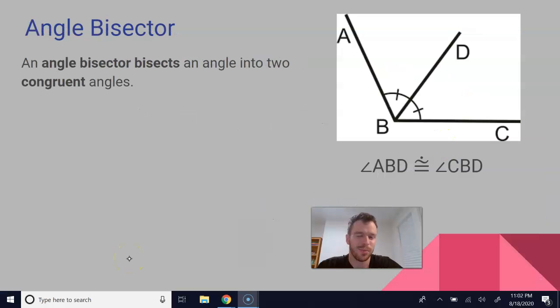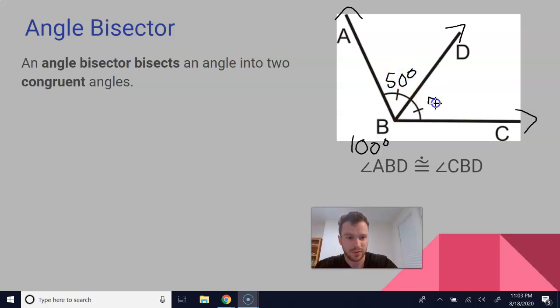Now let's discuss what an angle bisector is. An angle bisector bisects, remember that means cuts in half, an angle into two congruent, meaning equal, angles. So you see right here, I'm going to make that a ray. Usually you'll see that as a ray bisecting that angle, and I'll make those rays as well. But that ray BD bisects that angle. It cuts it into two congruent halves. So let's say that whole angle is 100 degrees. Well, if it cuts 100 degrees in half, then each of these congruent angles is 50 degrees.